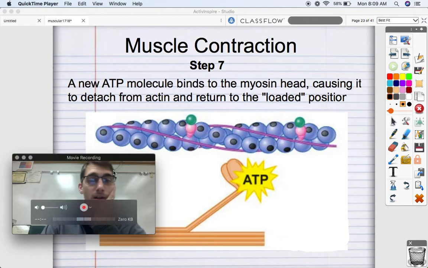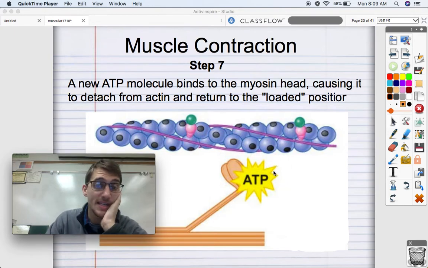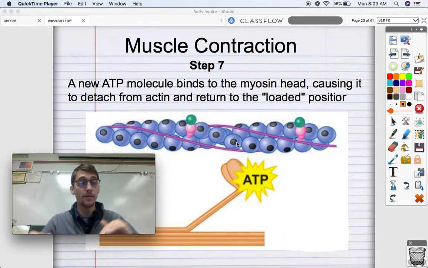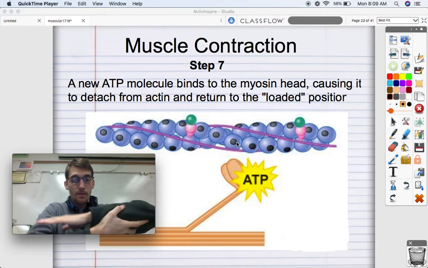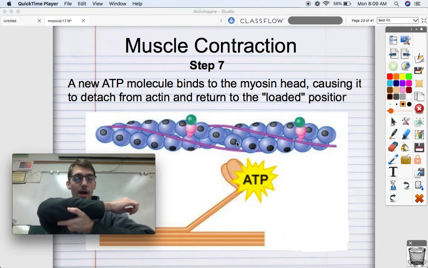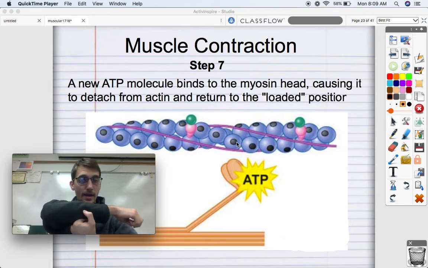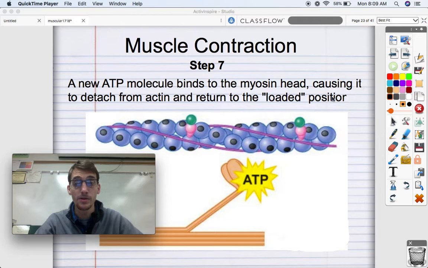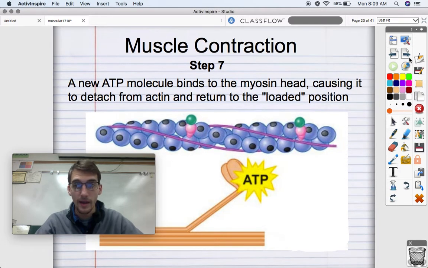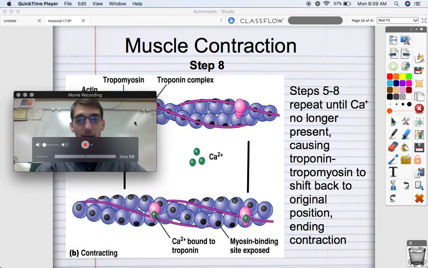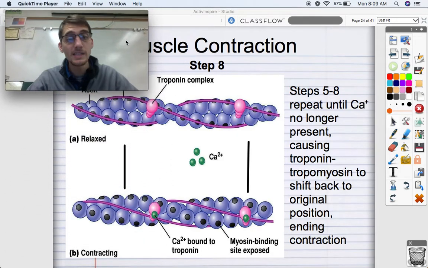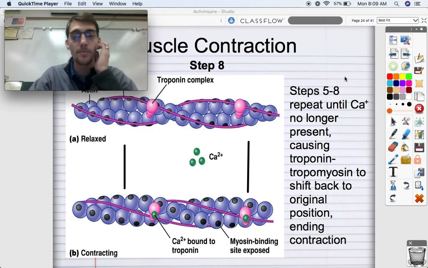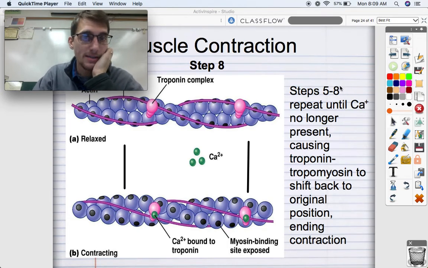From this point, a new ATP molecule binds to the myosin head, causing it to detach from actin and return to the loaded position. So once again, we have an ATP molecule. Thank you, ATP. That allows it. So we pulled on actin. Now we have to detach. So ATP is going to come in again, and it's going to allow the myosin to break off from the actin and return to its original position. So steps 5 through 8 repeat until calcium is no longer present, causing the troponin and tropomyosin to shift back to the original position, which ends contraction.